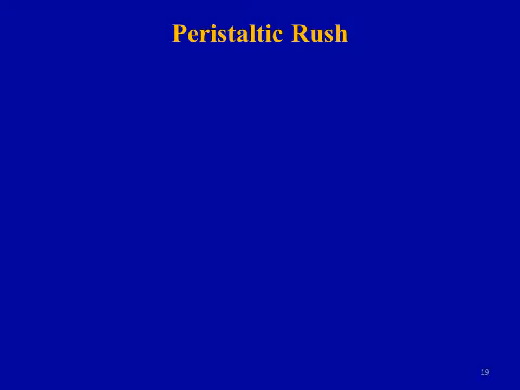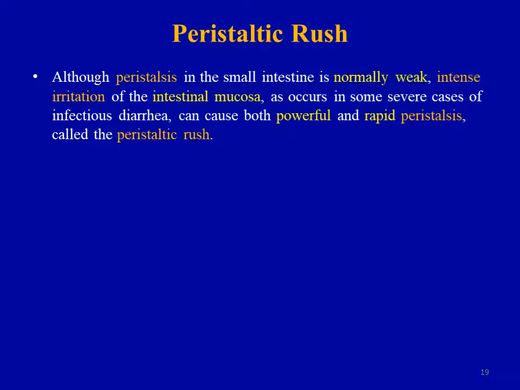Now let's talk about peristaltic rush, which is a special motility pattern that happens if we have intense irritation of the intestinal mucosa. Although peristalsis in the small intestine is normally weak, intense irritation of the intestinal mucosa, as occurs in some severe cases of infectious diarrhea, can cause both powerful and rapid peristalsis, called the peristaltic rush. So it is powerful and it travels a long distance, and the aim is to get rid of this strong irritant.